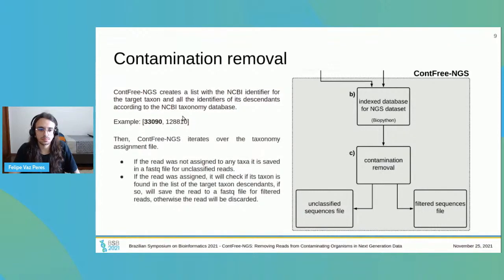Then Control-NGS iterates over the taxonomic assignment file, and if the read was not assigned to any taxon, it is saved in a FASTQ file for unclassified reads. You can see it here. And if the read was assigned, it will check if its taxon is found in the list of target taxon descendants. If so, it will save the read to a FASTQ file for filtered reads. Otherwise, the read will be discarded. So this is done here in this step of contamination removal.